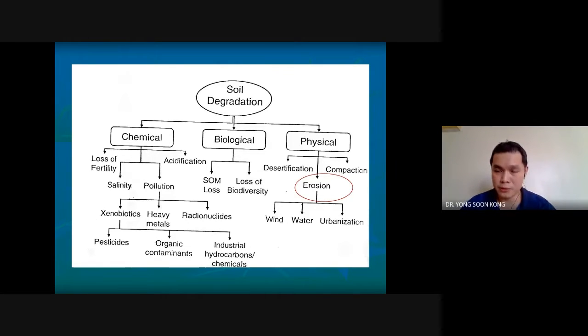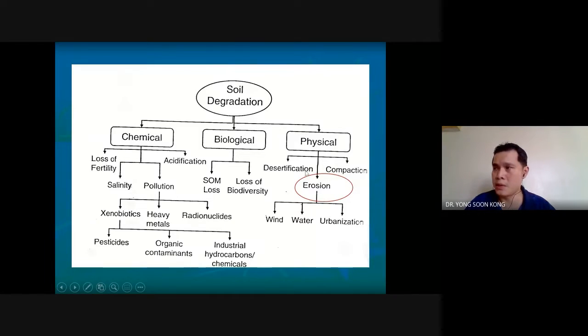Bringing back to what we're going to talk about today, we're going to talk about physical degradation. There are so many examples. A soil can be degraded by compaction. Compaction is the most common. Wherever you have humans or any heavy engine, heavy vehicles that move around on the surface of the soil, compaction is one.